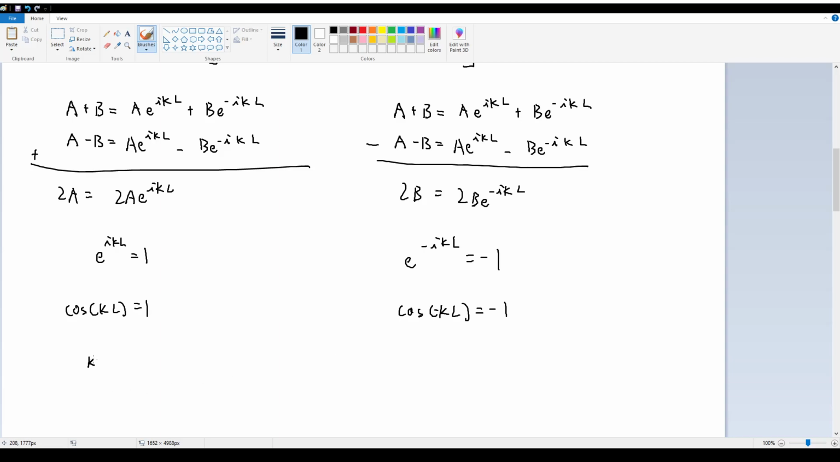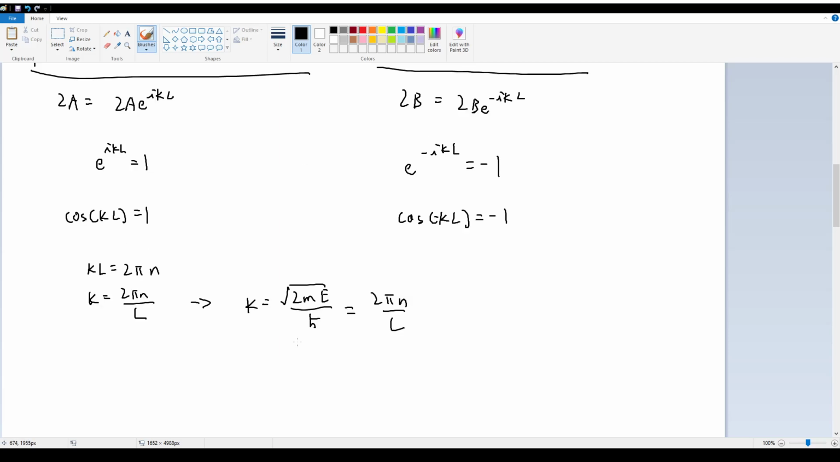So therefore kl is going to equal 2 pi n, or k is equal to 2 pi n over L. Therefore k, which is the square root of 2mE divided by h bar, is equal to 2 pi n over L. And then if I isolate for E, I get that the energy values for a bead on a string that forms a circular wire are going to be equal to 2 n squared pi squared h bar squared over m L squared, where n is equal to 1, 2, 3, and so on and so on. So we found the energies.